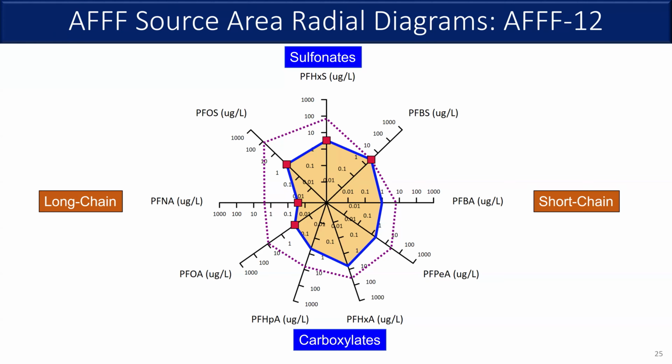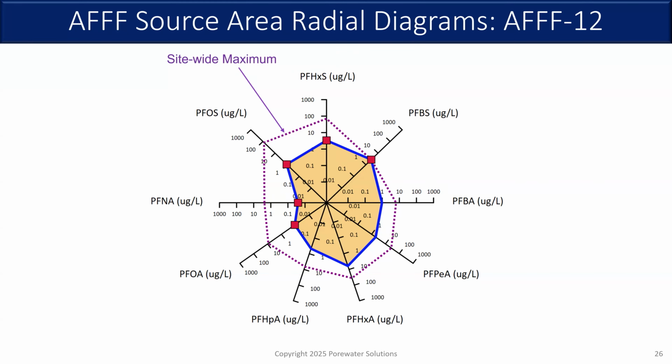We can look at top versus bottom, or we can look at left versus right to look at these different groups. And usually with radial diagrams, I like to plot at least two data series. So the one on the outside, that's the site-wide maximum from the site inspection that was done about 5 or 6 years ago. That's across all source zones. And then the blue outline, that's the source area maximum at AFFF-12. That's the well that had the highest concentrations of PFAS and PFOA in this case.